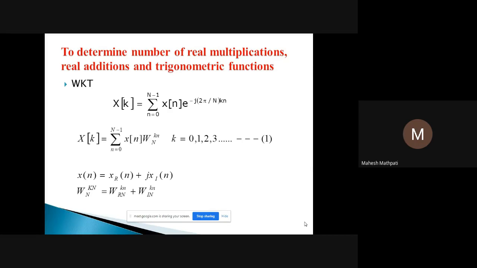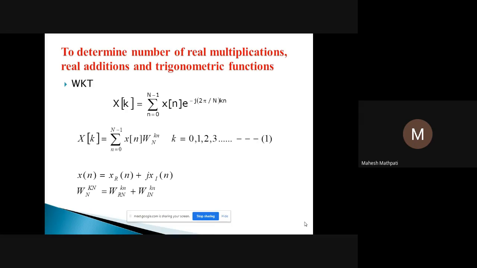Any difficulty in understanding this? I have just written the definition of DFT. The second, that is equation 1, is the definition in terms of the twiddle factor, W n to the power kn. And as we all know, any sequence is a combination of a real number as well as an imaginary number. Any difficulty in understanding this?